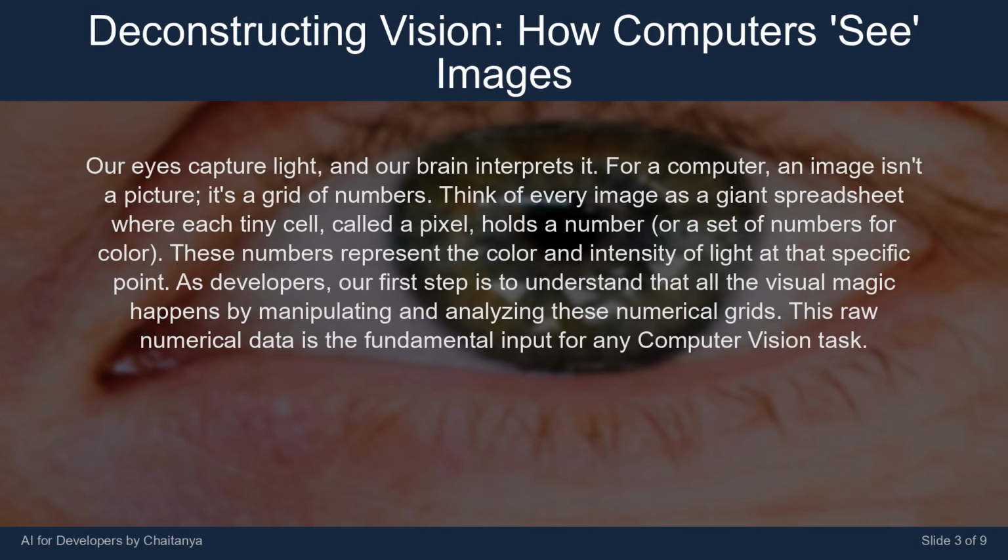Our eyes capture light, and our brain interprets it. For a computer, an image isn't a picture. It's a grid of numbers. Think of every image as a giant spreadsheet where each tiny cell, called a pixel, holds a number, or a set of numbers for color. These numbers represent the color and intensity of light at that specific point. As developers, our first step is to understand that all the visual magic happens by manipulating and analyzing these numerical grids. This raw numerical data is the fundamental input for any computer vision task.